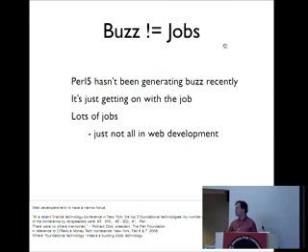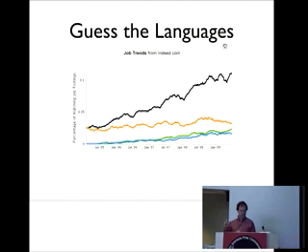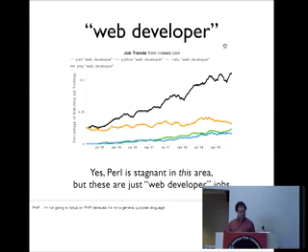There's been a lot of talk about Perl buzz, the notion that Perl isn't in the news, it isn't mentioned, therefore it's dead, it's dying, whatever. But what's interesting is if you look at this and you think, what languages might these be, I think this was the end of 2009. If you look at web developer, people really want people with PHP.